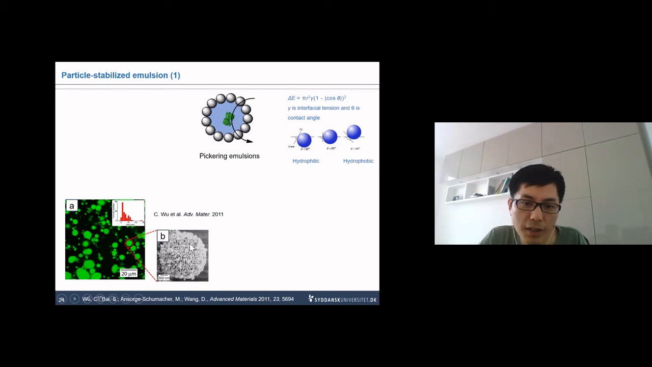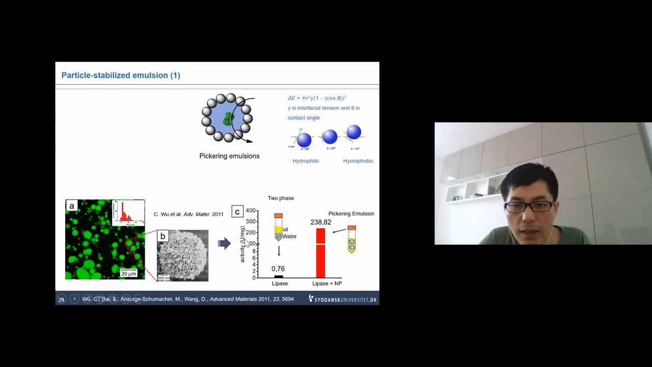So what is nice for us to see is that if you don't use the particle to make the milk-like emulsion, you prepare the two-phase system as in the industry process. In the end, the enzyme lipase has lower enzyme activity because the enzyme doesn't have good contact with the substrate in the oil phase. In contrast, if you just put a bit of the particle inside, then you can get the emulsion, the enzyme has good contact with the outside, and the enzyme activity is almost 300 times higher than the classical industry control.